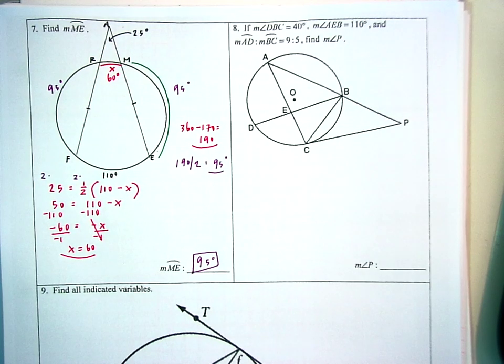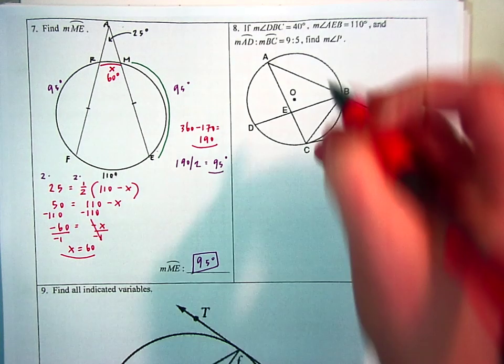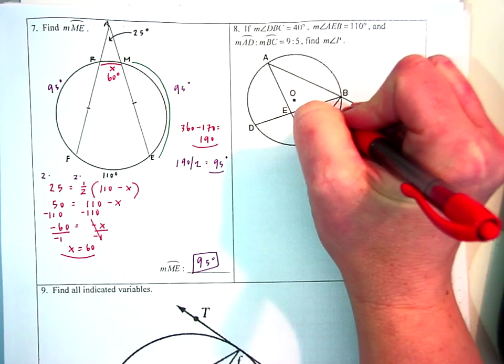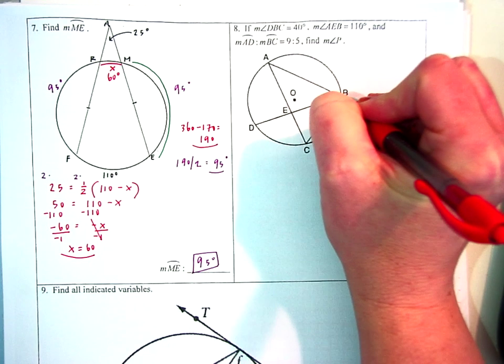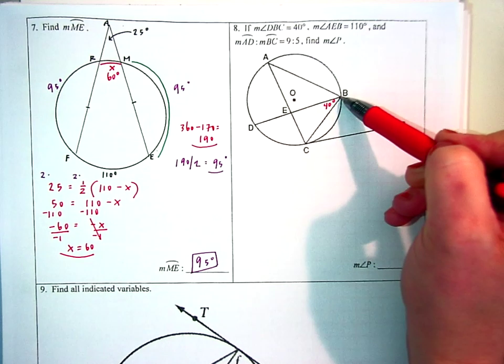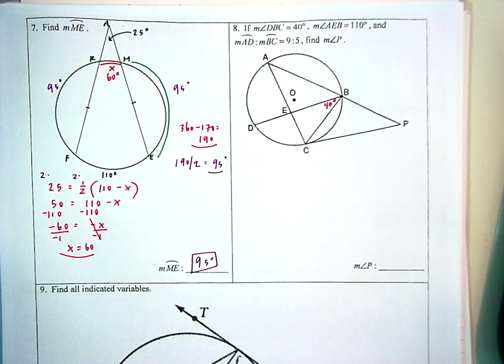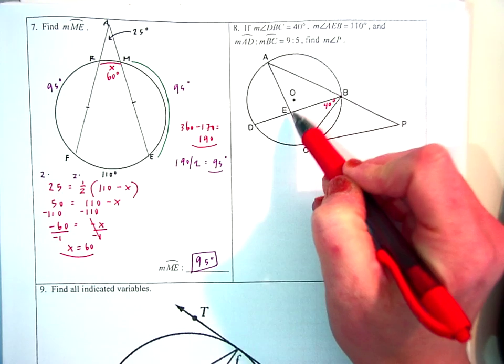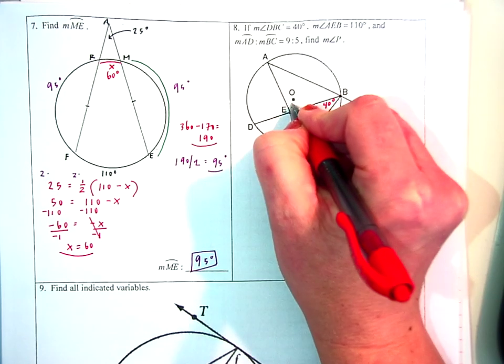All right, one more before the circle puzzle at the bottom. So here looking at problem 8. Here we're told that the measure of DBC, this angle right here, is 40 degrees. I know that that is an inscribed angle because its vertex is on the circle. Okay, I know that the measure of AEB is 110.